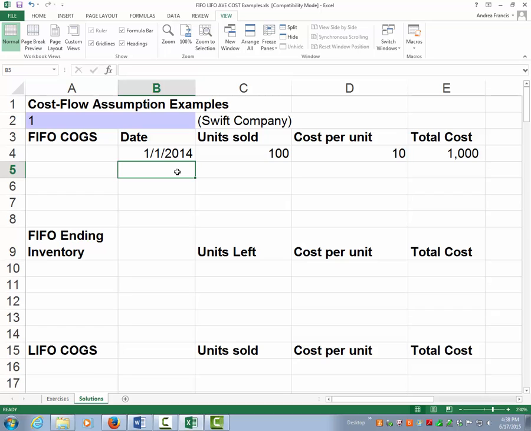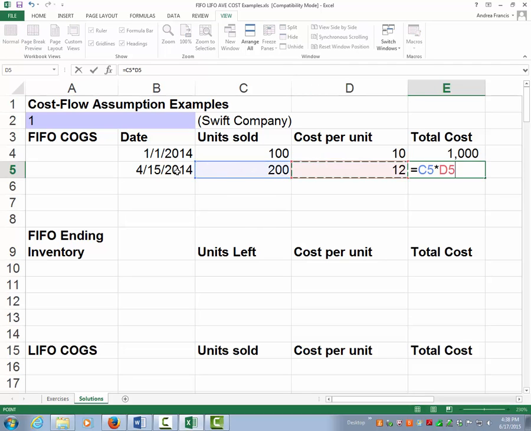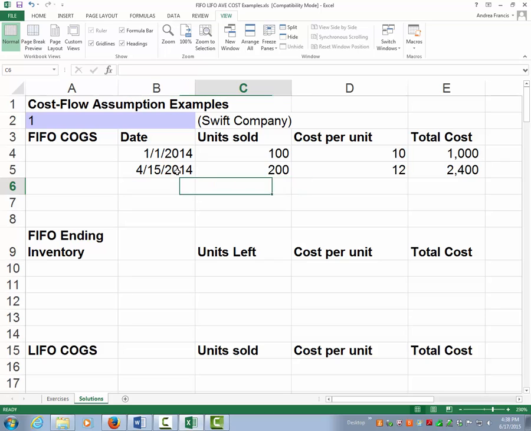We need 400 units, so thus far we only have 100, so we move on to the next date. So April 15th, we have 200 units, we need all of those units, and it's at $12 per unit, so we multiply that out to get to 2,400. We're not done yet, right? Remember the question told us that 400 units were sold and we only have 300, so we need to move on to August 24th.